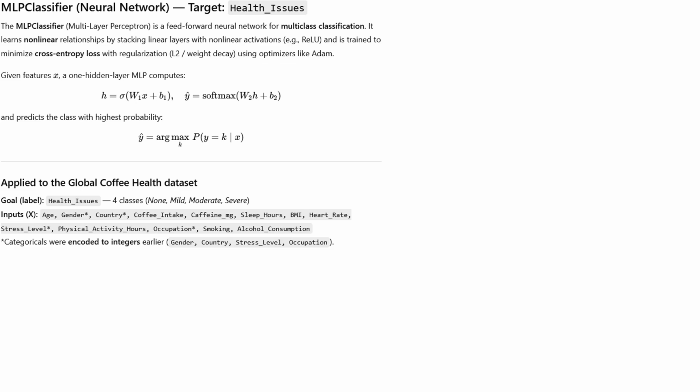Unlike logistic regression, the MLP can model nonlinear interactions between features, making it ideal for data where lifestyle factors and health outcomes interact in complex ways. Here, the MLP learns to predict whether someone is healthy or has health issues by analyzing the patterns in coffee consumption, lifestyle, sleep quality, and so on.